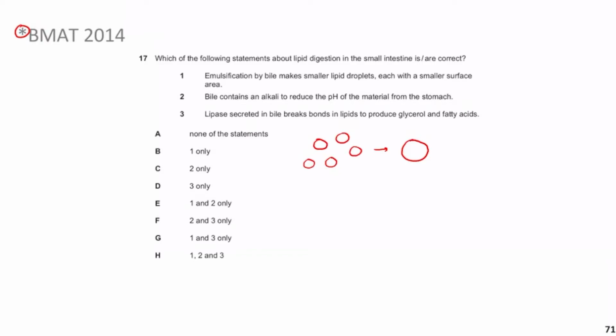An amphipathic molecule is just a molecule, let's draw something like this, which has two parts. It has a hydrophobic part, so I'm just going to write H-phobic, and an H-philic part. So a part that likes water and a part that hates it. If you have a phobia, you hate something, so hydrophobic means you don't like water. So what the bile can do is facilitate this form over here.